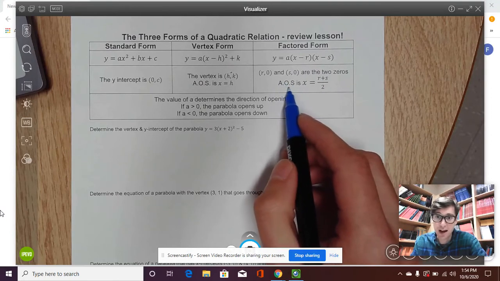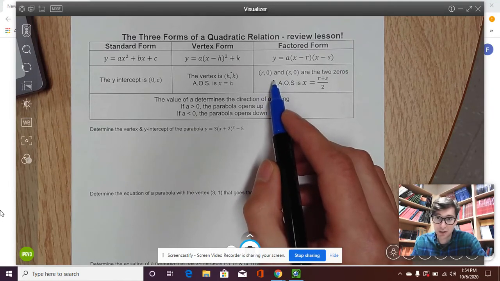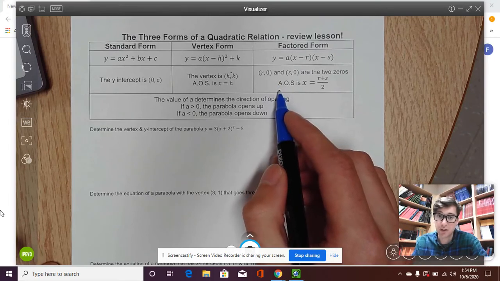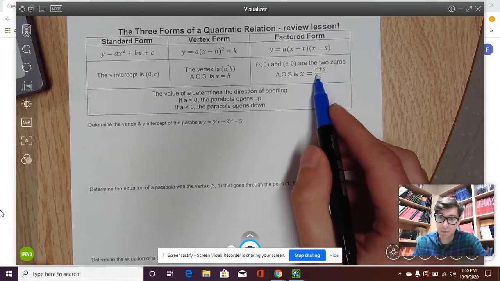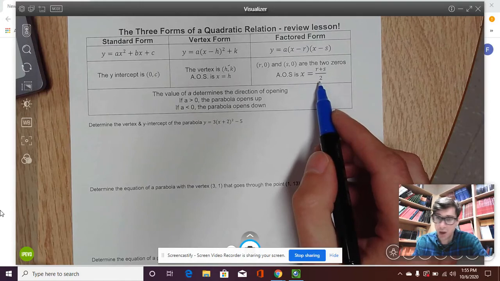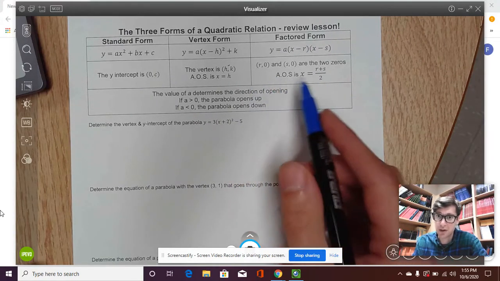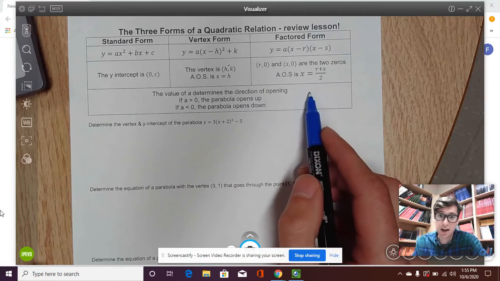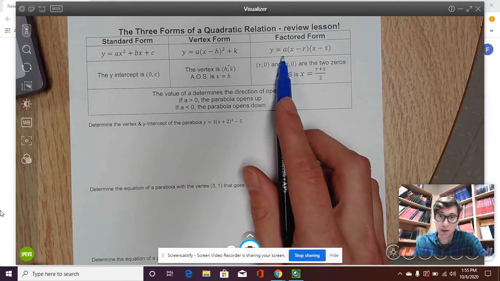The last point is the axis of symmetry. Because the parabola is symmetric, the two zeros are equidistant from the line through the middle, from the vertex or from the AOS. So if I want to find the axis of symmetry, that's the middle point between my two zeros, and to find a middle point, or an average, I just need to add them up and divide by 2. Sometimes it's going to be easy just to count to the middle, but if they're larger numbers or decimals, we can use this formula to find the axis of symmetry. And again, a is telling us the same thing in factored form, which way the parabola opens.